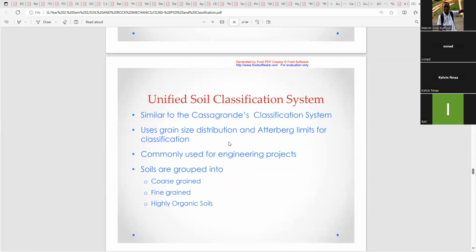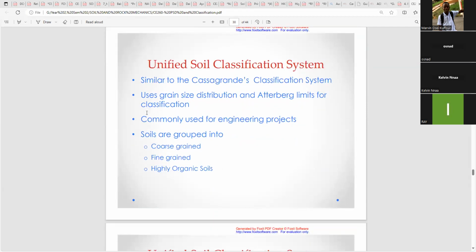But the most difficult, or should I say, it's not difficult, it's simple, but it comes often, and it's the most current. That's the Unified Soil Classification System and then the AASHTO. It is similar to the Casagrande soil classification system. It's like a build up on the Casagrande soil classification system. This one uses a grain size distribution and Atterberg limits for classification.